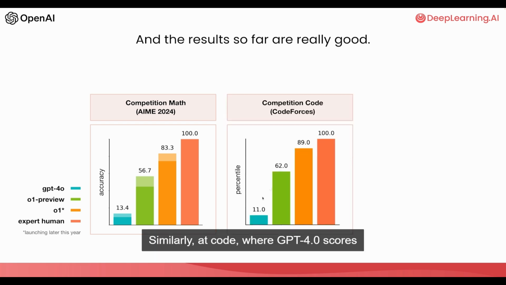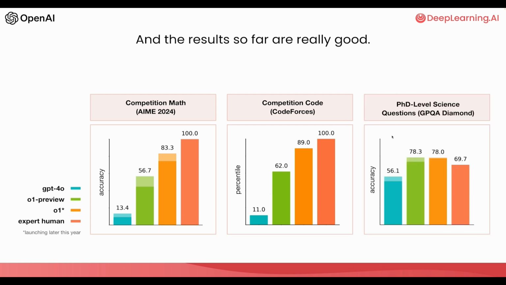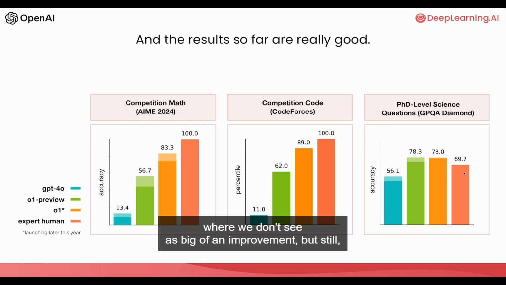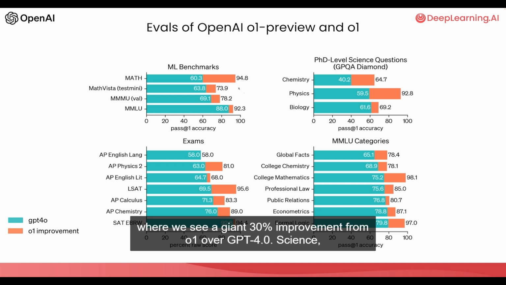Similarly at code, where GPT-4o scores 11% and we see O1 at 89%. And science, where we don't see as big of an improvement, but still 20-odd percentage point improvement on this benchmark. This carries on to other families of benchmarks. For example, math, where we see a giant 30% improvement from O1 over 4.0.